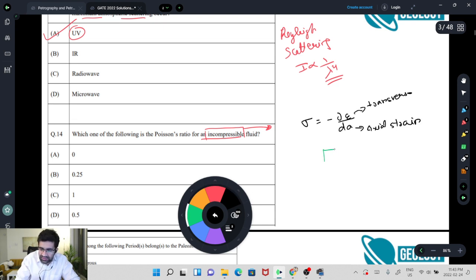So what you have is, let's say you have a block. Now if you compress it this way, what is going to happen is it is going to flatten sort of like this.